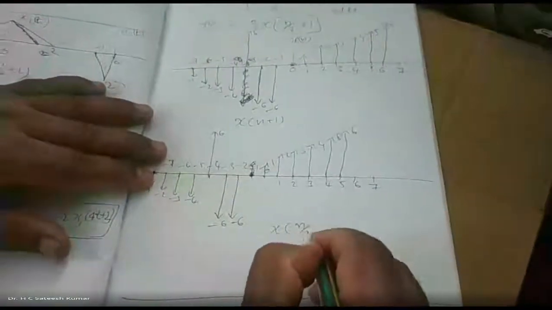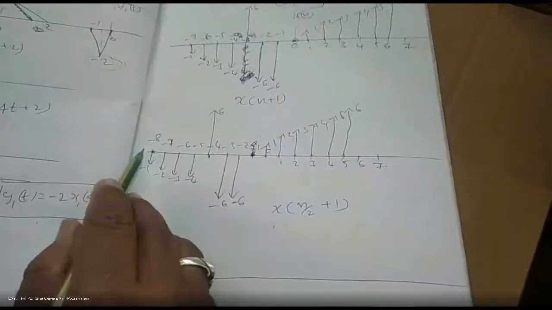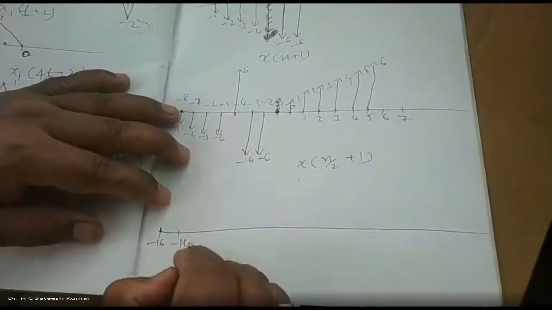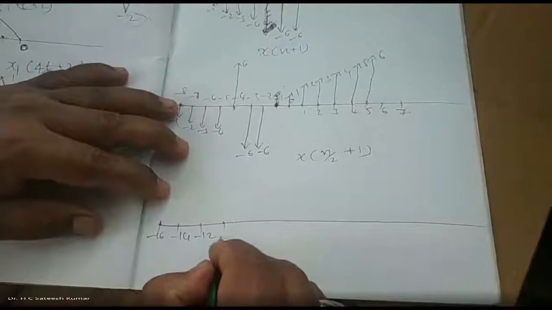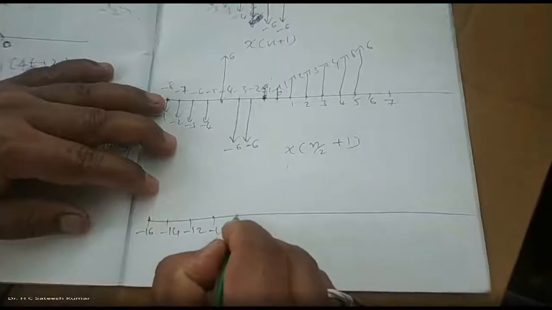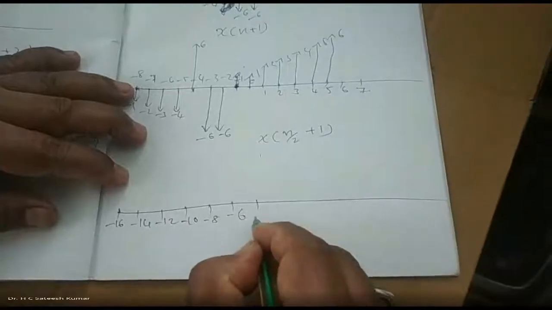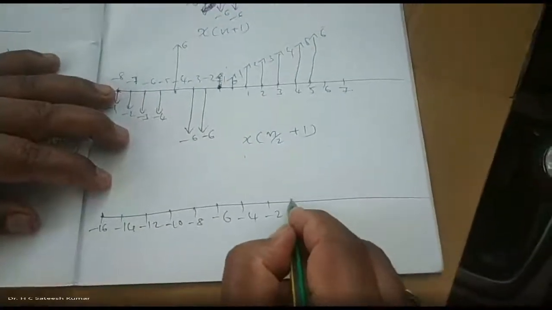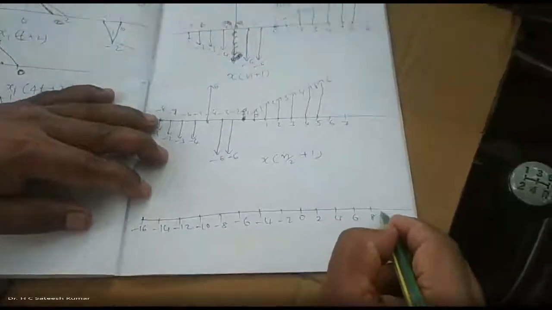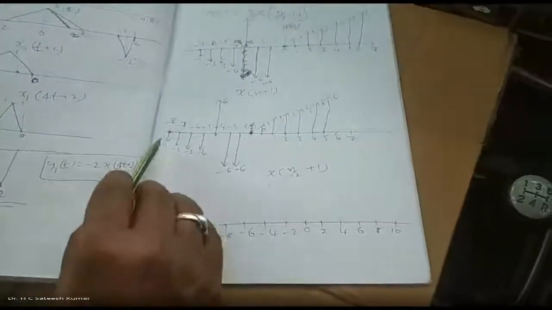X of n by 2 plus 1. N by 2 is equal to -8. Therefore, n is equal to -16. So I'll write it: -16, -14, -12, -10, -8, -6, -4, -2, 0, 2, 4, 6, 8, 10. Okay, right. Now, what is it that we have?